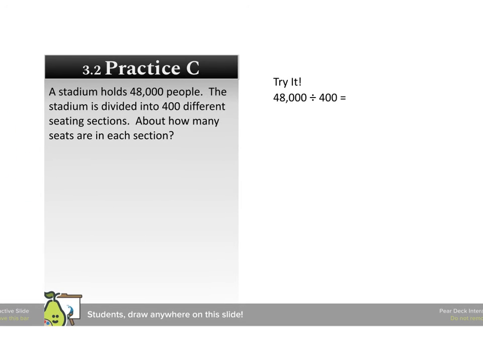The last question. This I'm putting in a word problem. A stadium holds 48,000 people. The stadium is divided into 400 different seating sections. About how many seats are in each section? When you see about, that is an estimation. We don't need an exact number.